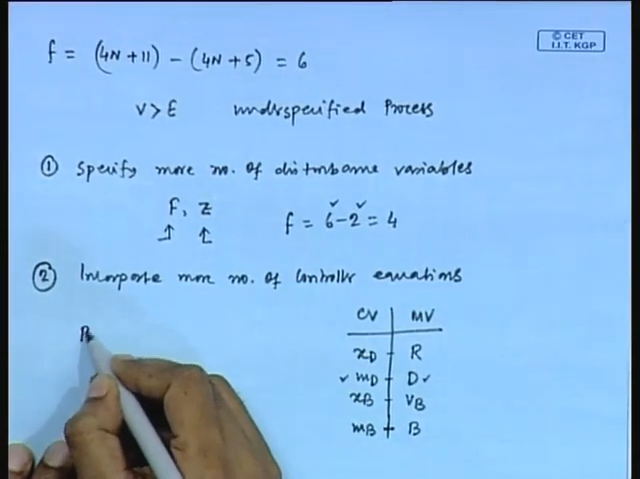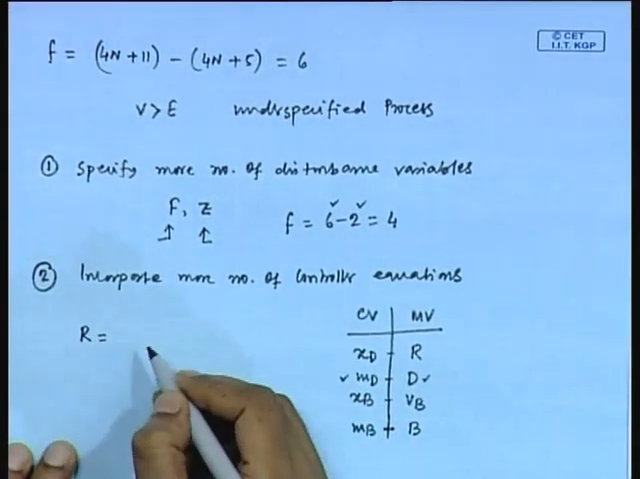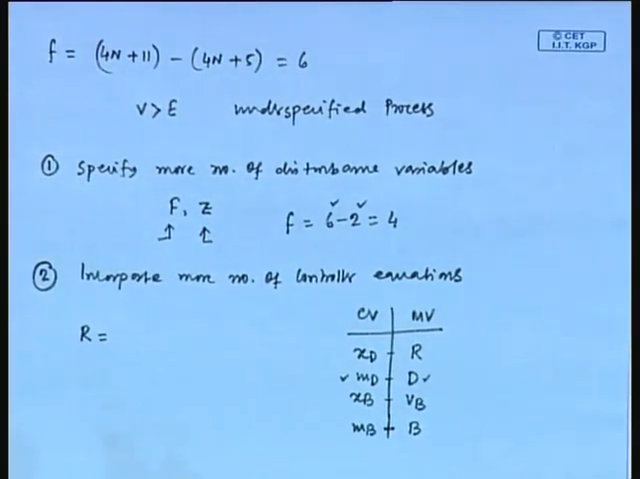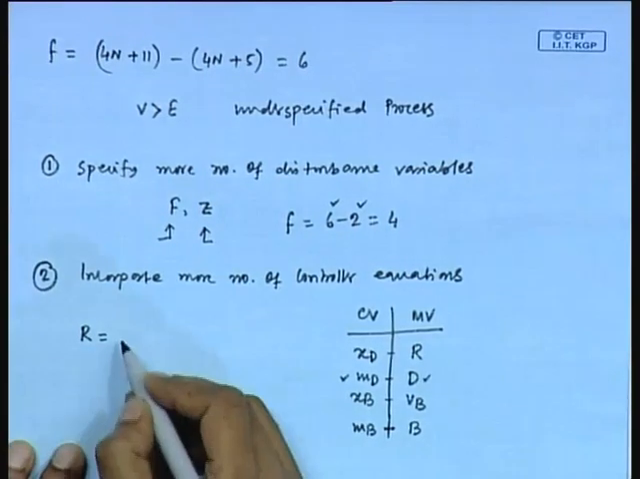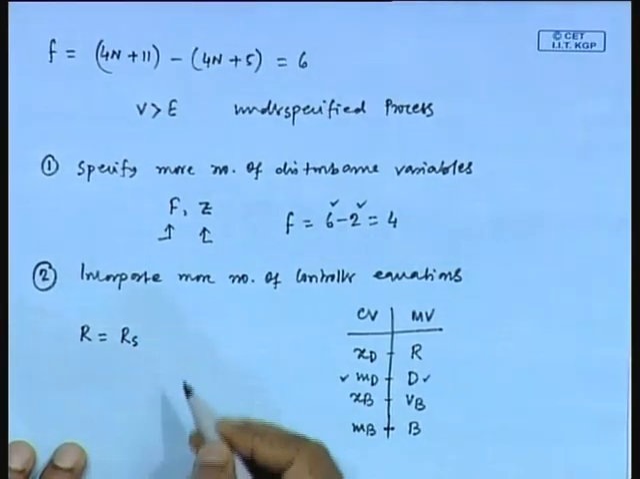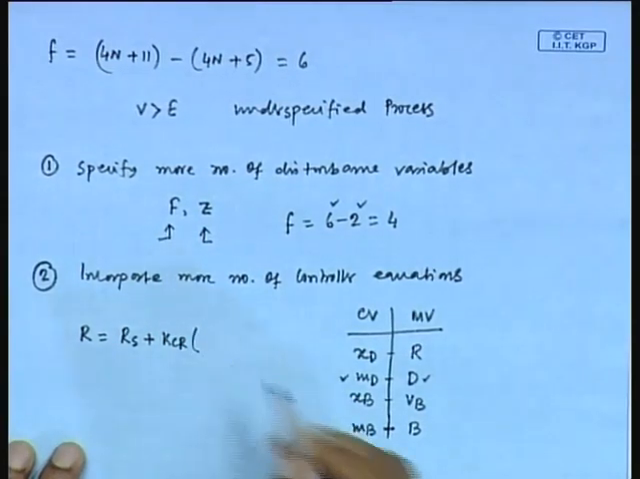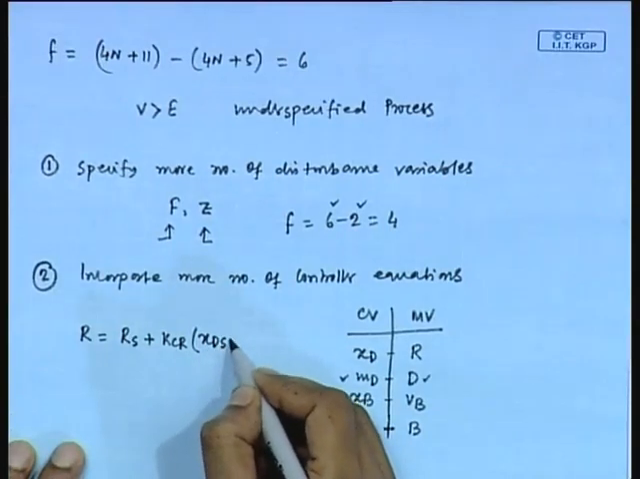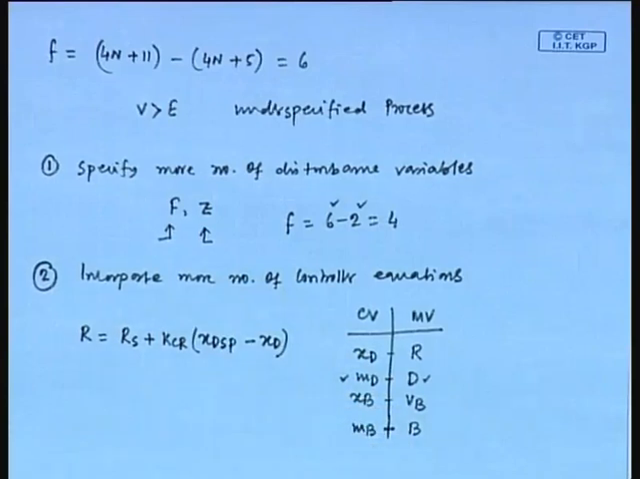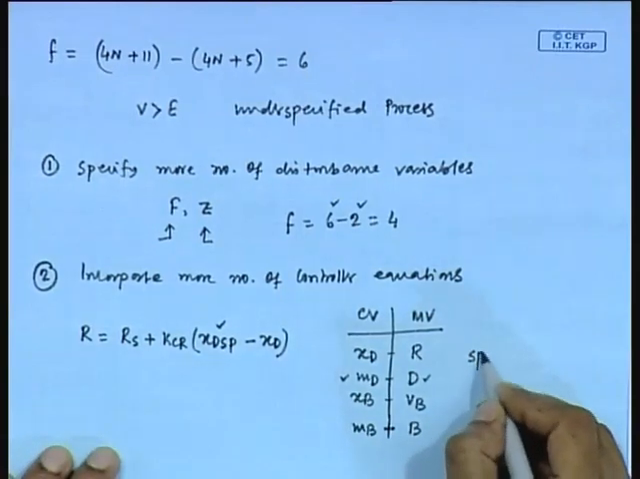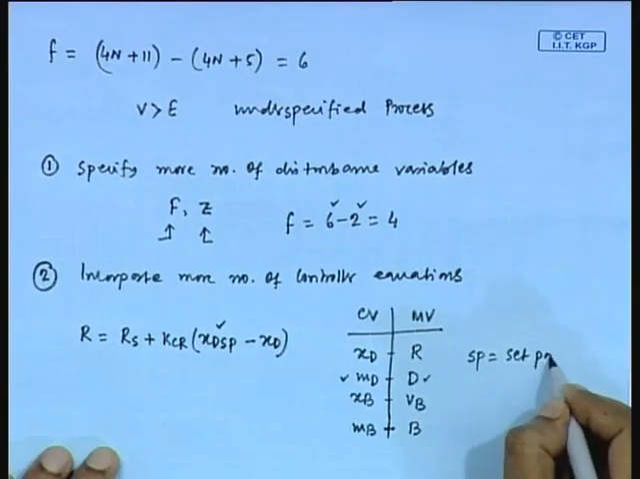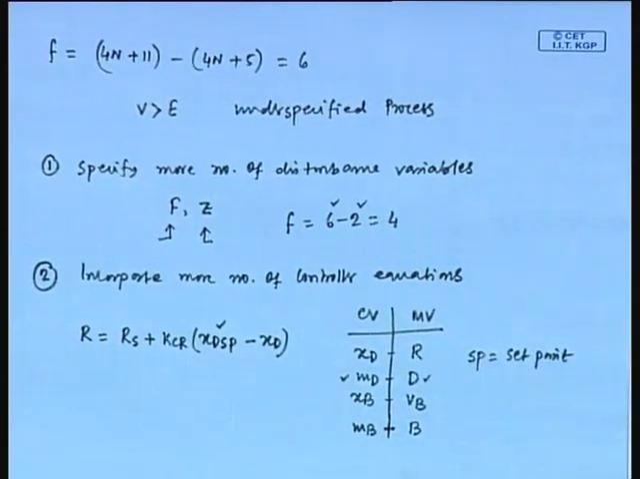So, one manipulated variable is R, and the controller equation, although we did not discuss that part, we will discuss later. I am just writing the controller equations. If R is the manipulated variable, then one controller equation is R equals RS plus KCR times (XD SP minus XD). Previously, we have used suffix D for the desired value. Here, we are using SP. SP denotes set point. Set point is nothing but the desired value.